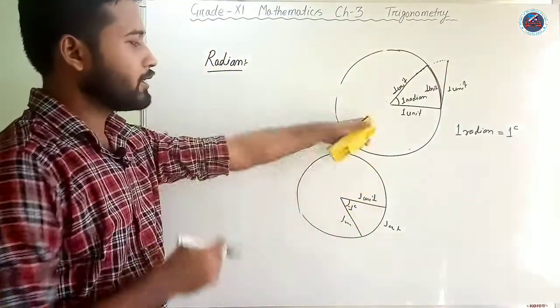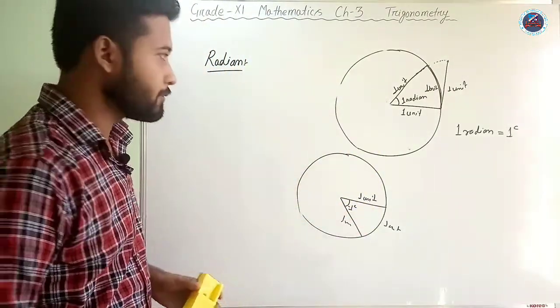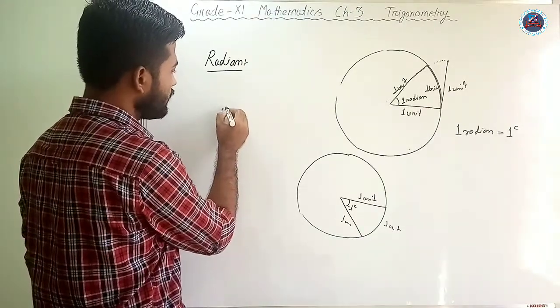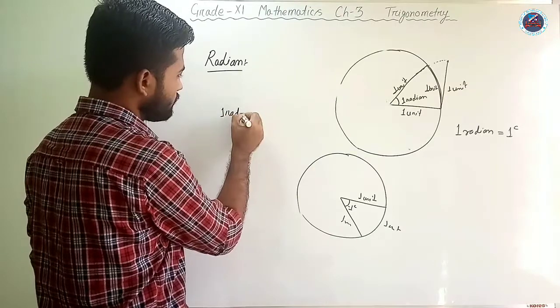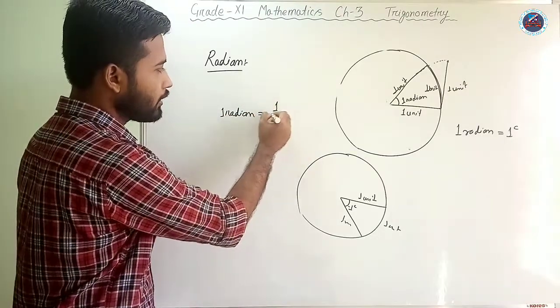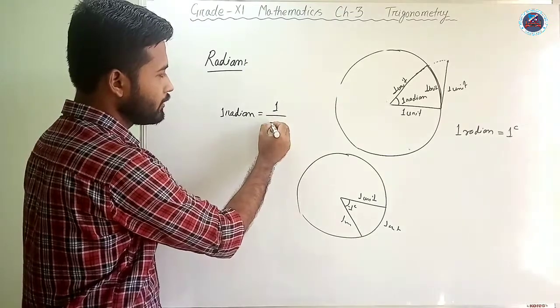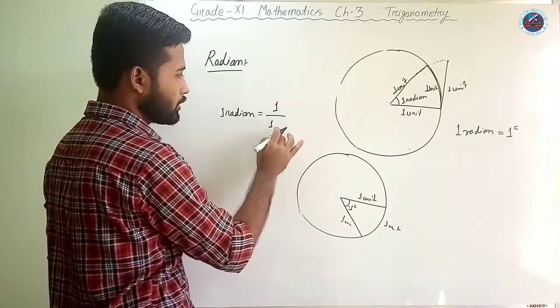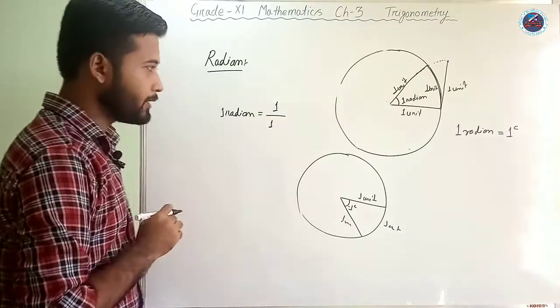So from there, what conclusion can we give? From here we can write that 1 radian is equal to the arc length divided by the radius of the circle, that is 1. Both are 1, isn't it? And so we have got 1 radian.